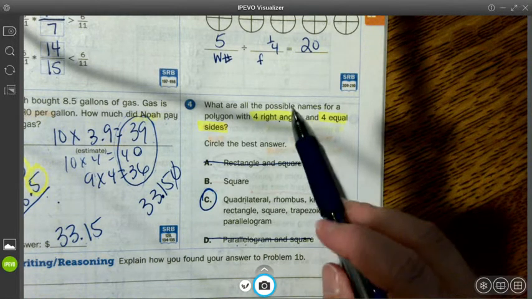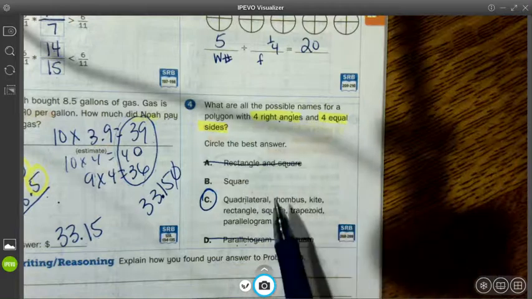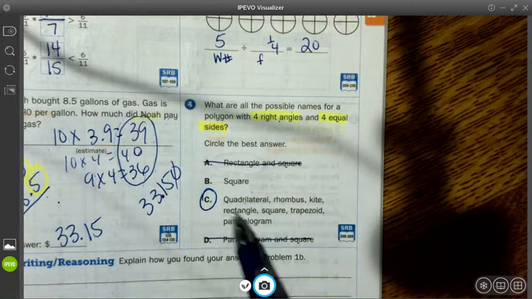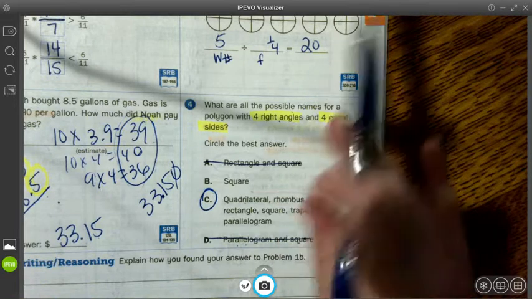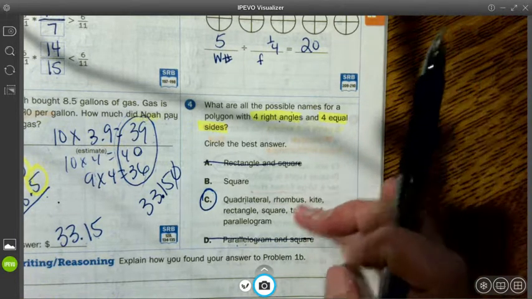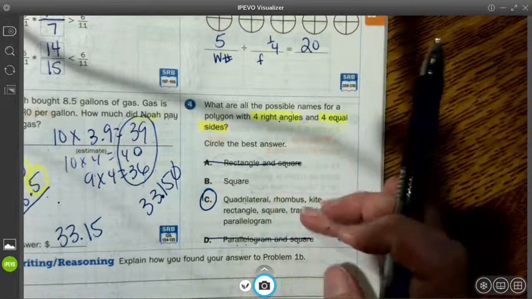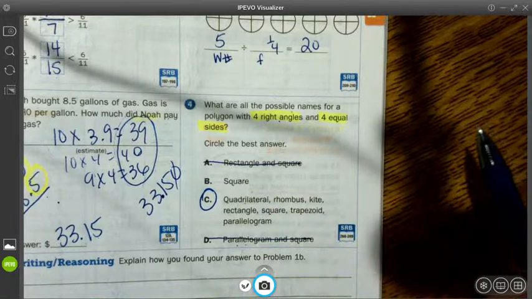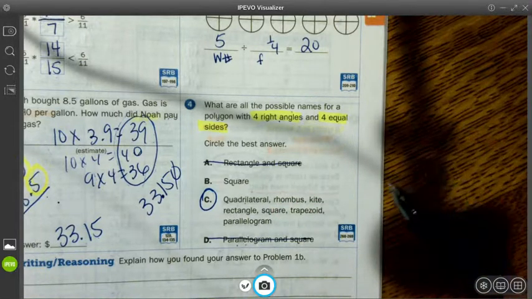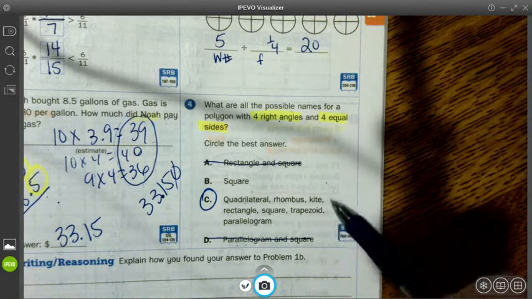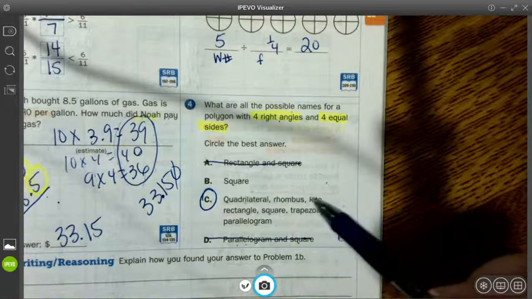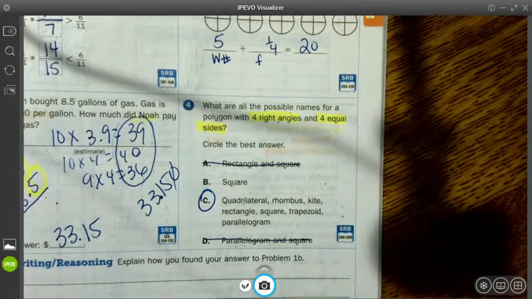Oh, a possible name for, okay. Because sometimes, and so this is a little confusing, because sometimes, like when you look at your hierarchy, your rhombus could be considered a rectangle, could be considered a square. Okay, so that was a little tricky. So hopefully you were able to kind of figure that out and get through what might be the best one there.